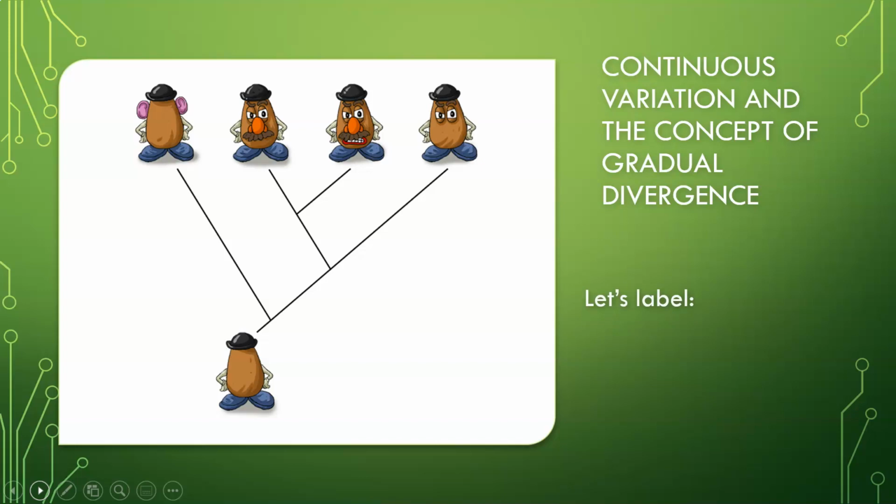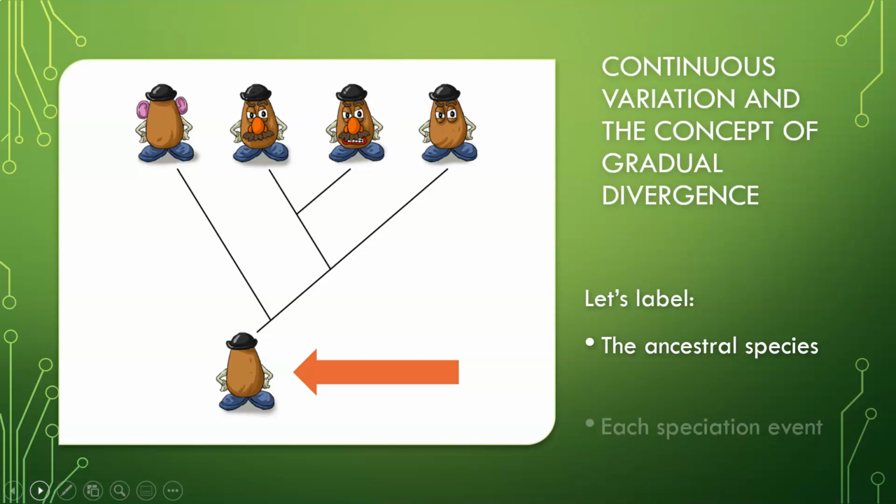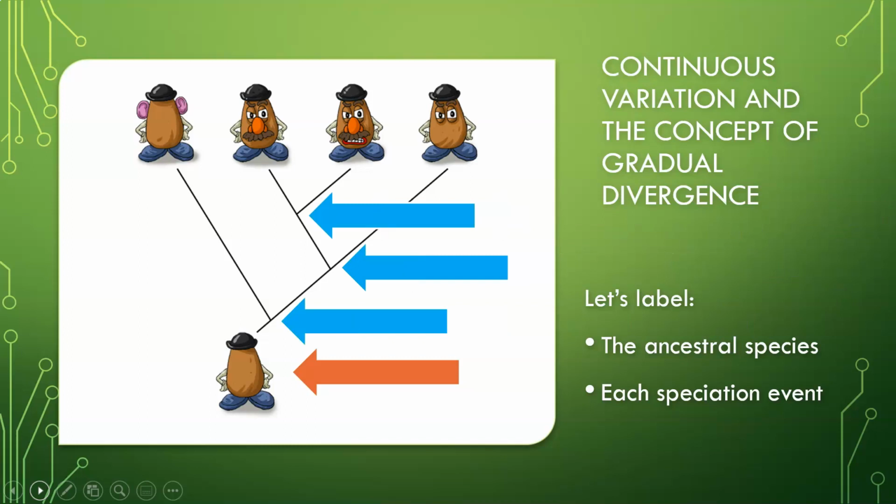So with Mr. Potato Head here, first of all, let's have a think about who the ancestral species is. And that's Potato Head here. The others have all evolved from him. Now, each divergence on the map, as such, we call a speciation event. Okay, so each divergent there is our speciation event. This is just some terminology that you need to bear in mind.